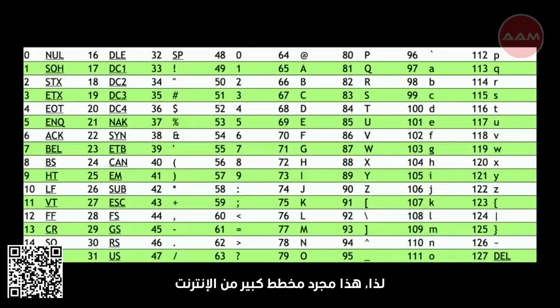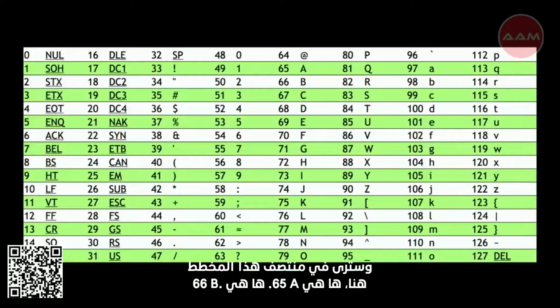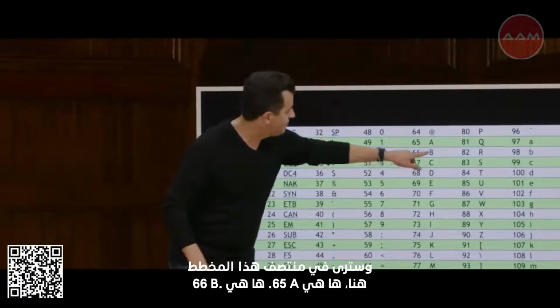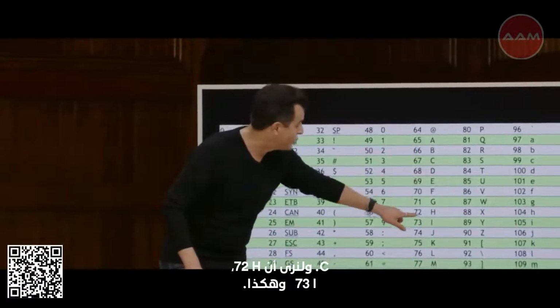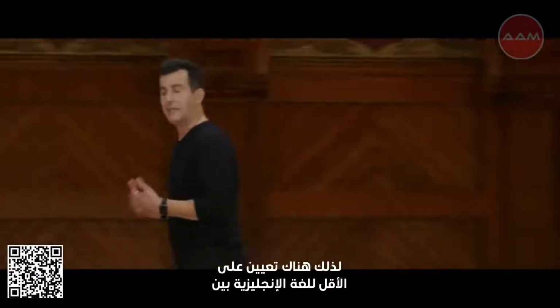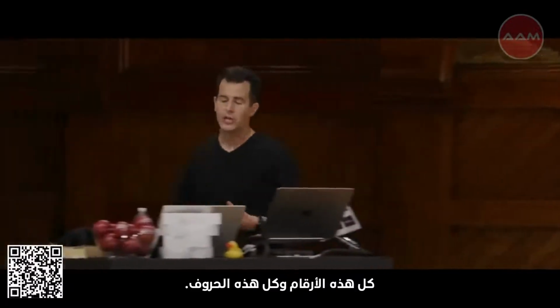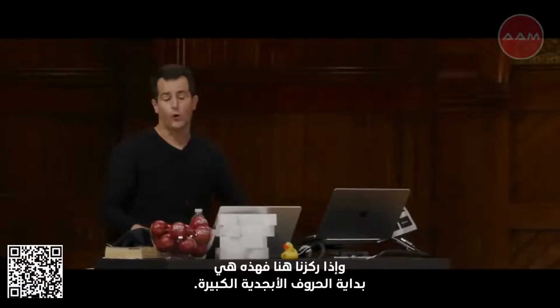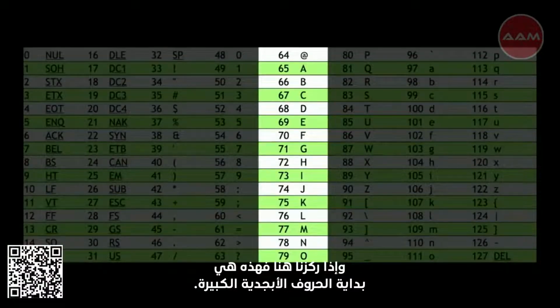So this is just a big chart from online. And you'll see in the middle of this chart here, here's my 65 A. Here's my 66 B, C. And let's see, 72 is H. 73 is I, and so forth. So there's a mapping, at least for English, between all of these numbers and all of these letters. And if we focus here, those are the beginning of our uppercase alphabet.